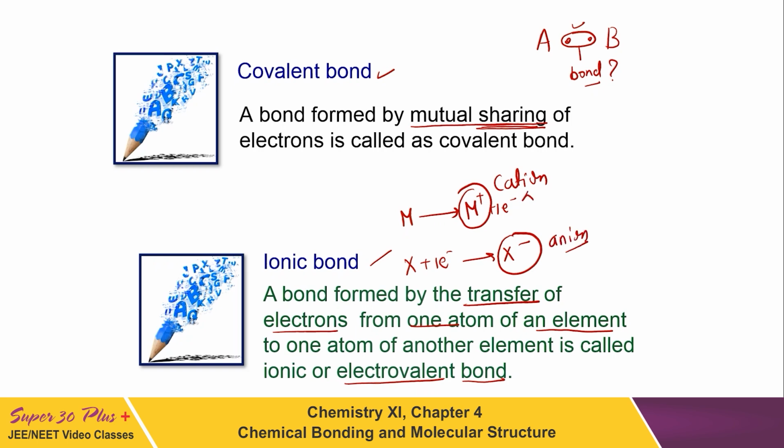So the force of attraction which works between them is called an ionic bond, because the cation is formed by the loss of electrons and the anion is formed by the gain of electrons. They attain charge also, plus and minus, and the force of attraction which coexists between them is called an ionic bond. Later in this unit, I shall explain these two bonds in detail.